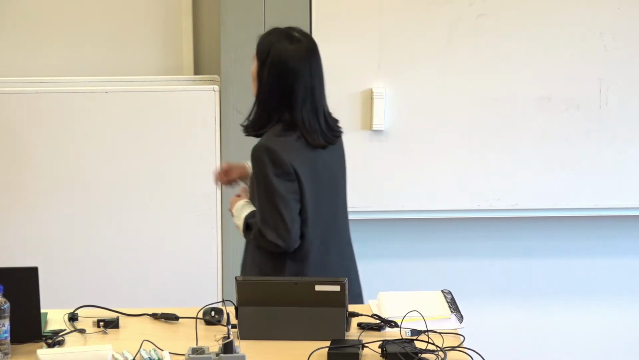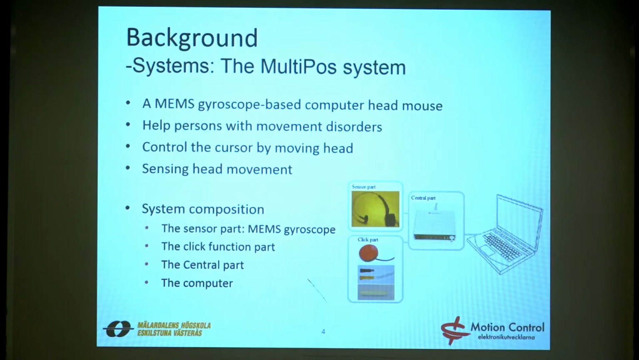As we can see in the figure, there are mainly three parts of the system. One is the hand band with the MEMS gyroscope part, one is a click function part, and the other is a central part for control, communication, and a power supply.